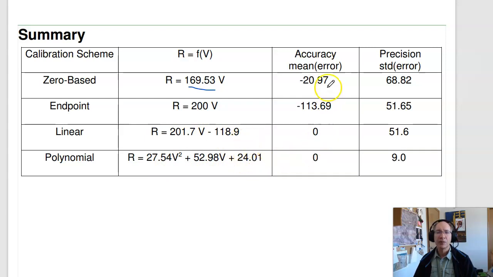And once I free these up, the accuracy error becomes 0, the average error is 0. And as I add more and more terms, they get more and more precise. So that's really the idea of calibration, is just curve fitting. Take something that you know, like voltage, and calculate something that you want to know, like temperature, resistance.